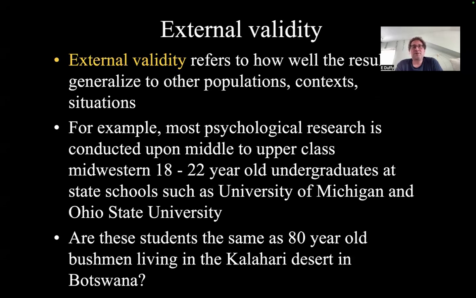Okay, so external validity refers to the ability, or the lack of the ability, of a finding that you have with a particular sample to generalize to other populations, contexts, or situations. And as I said, most psychological research is done on upper middle class Midwestern 18 and 20-year-old undergraduates at University of Michigan and Ohio State University.